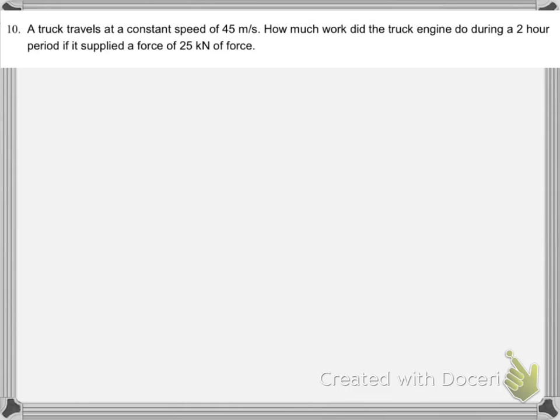Number 10. A truck travels at a constant speed of 45 meters per second. How much work did the truck engine do during a 2-hour period if it supplied a force of 25 kilonewtons? Again, they're giving kilonewtons rather than just newtons, so it's going to be 25 times 10 to the 3rd newtons. They are also looking for distance, which is not given to us, and we need to understand that distance equals speed multiplied by time.